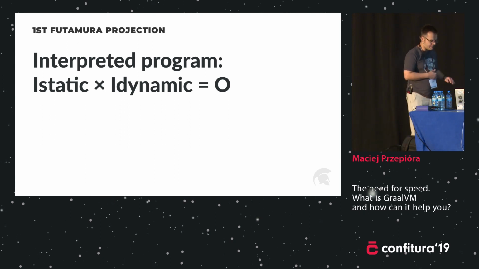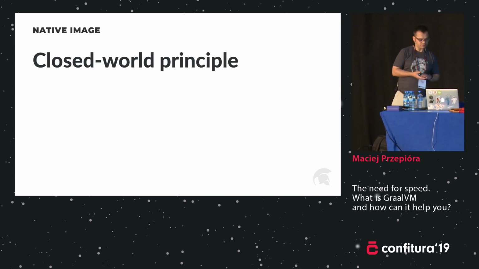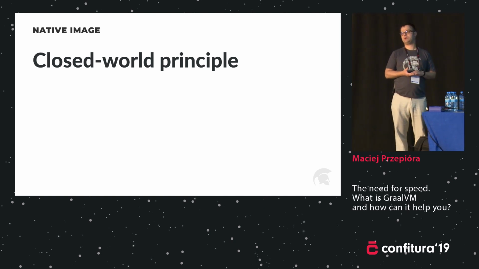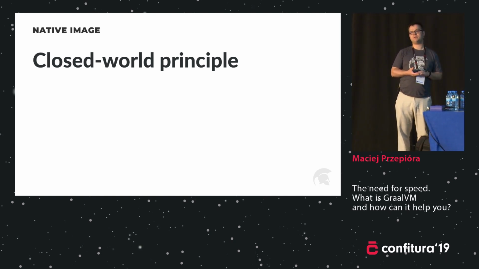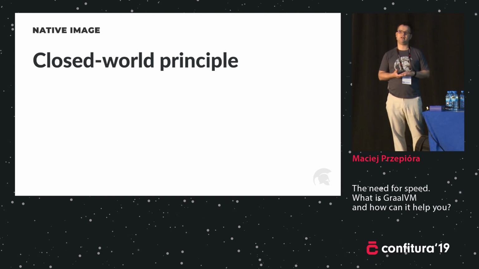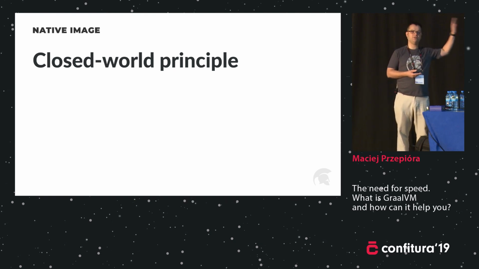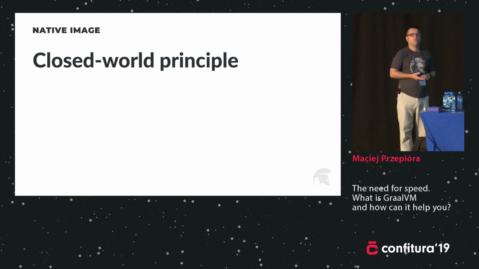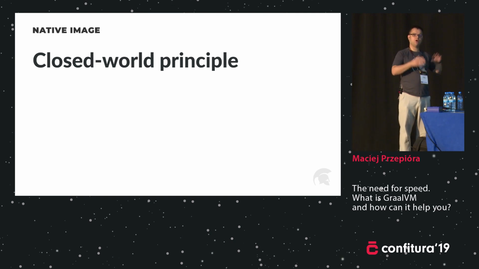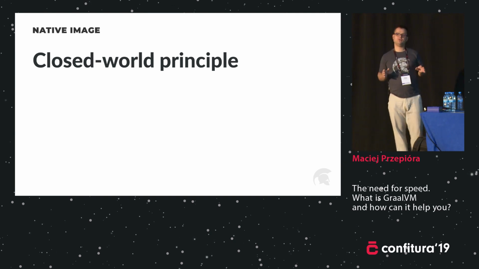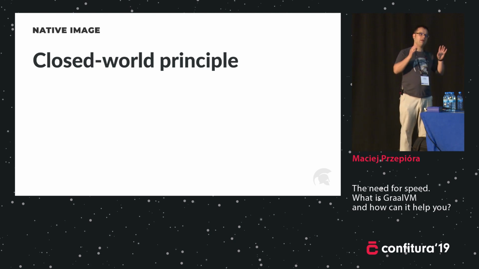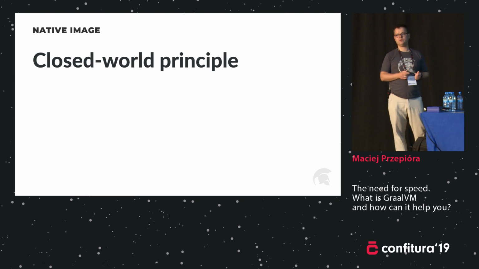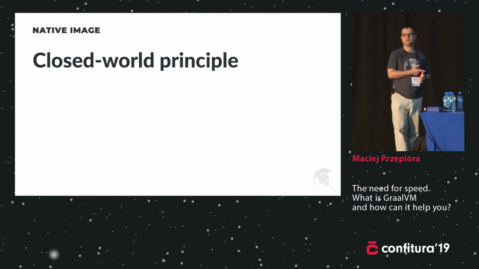OK. And then the native image tool basically uses one principle, the closed world principle. It means that there's no runtime definition of Java classes. And then it applies all the other techniques that I already mentioned. Why is it so? Because if you know what bytecodes you're going to load at runtime, you can apply a lot of aggressive optimizations. And by doing that, you can do things like remove dead code.